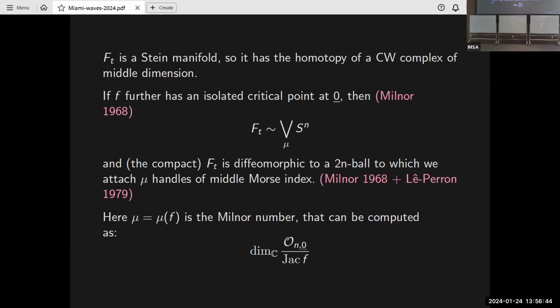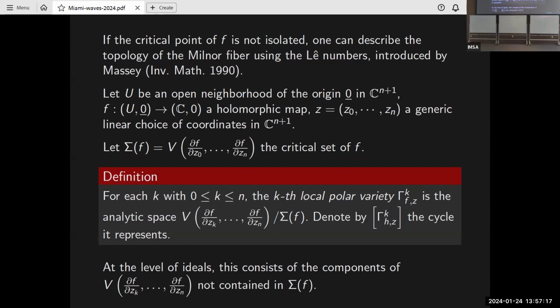Let me repeat this: it was improved by Milnor himself in some dimensions, and then later on it was shown in general that it is not only a homotopy type, but the Milnor fiber is diffeomorphic to a ball of dimension 2n, to which you attach handles of middle index, as many handles as the Milnor number. And this number can be completely generalized. So we have the Milnor numbers, which are a very important invariant.